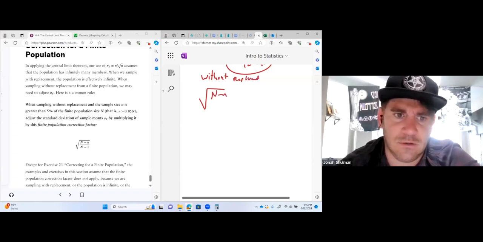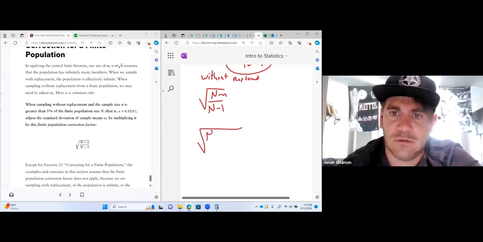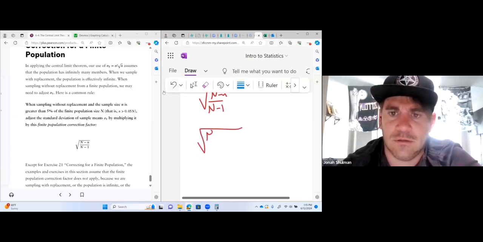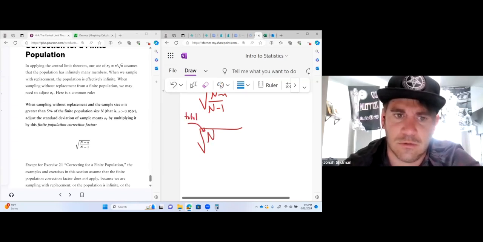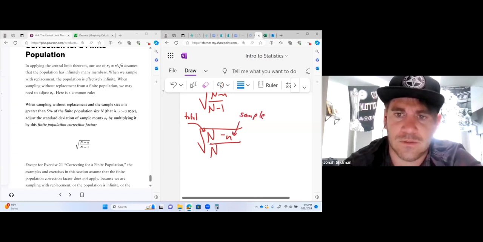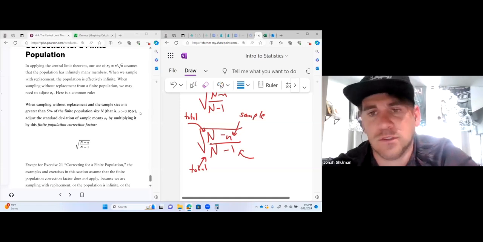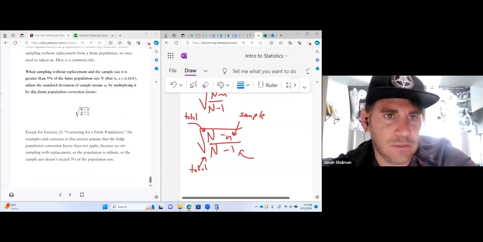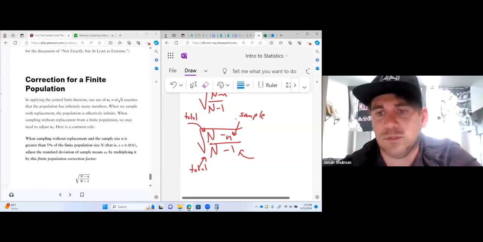the square root of (N minus n) over (N minus 1). Well, what is this? Sorry. This big N is the total population. This is the n of your sample. This is the total population again. Then we subtract 1 for what's called degrees of freedom. And we'll get into that. But do they give us an example of this? They do not. Exciting.